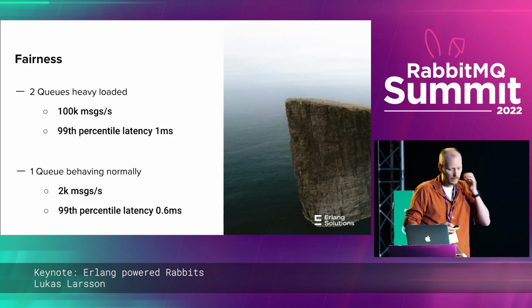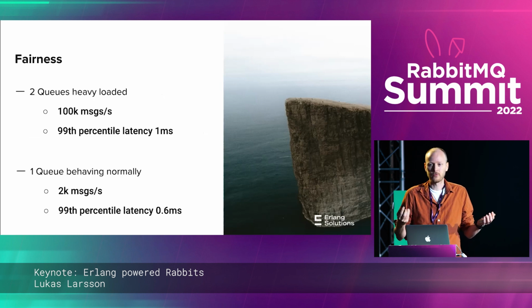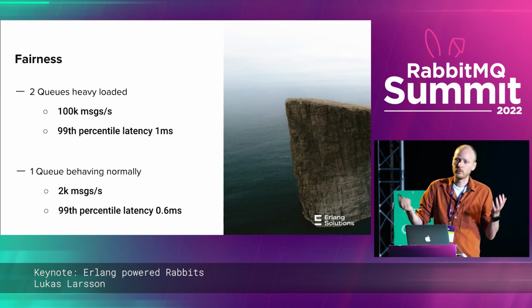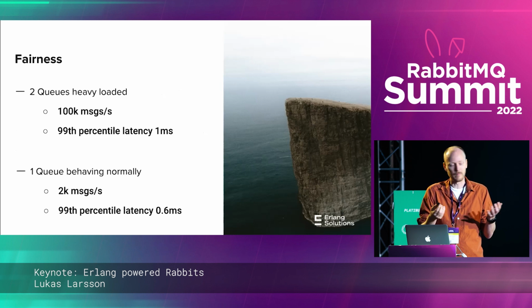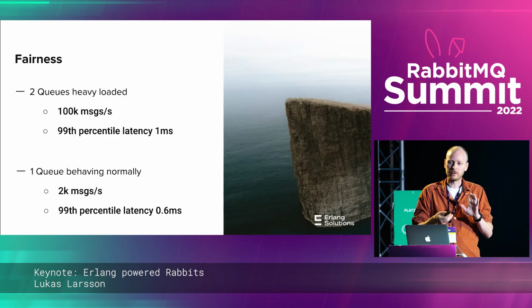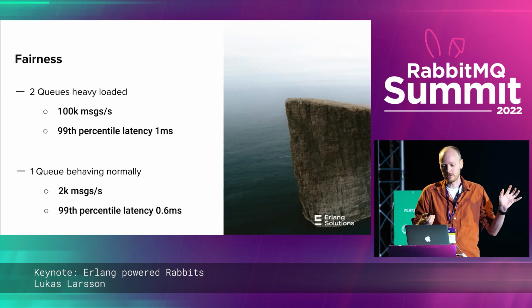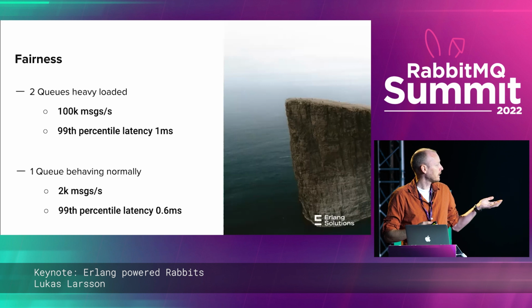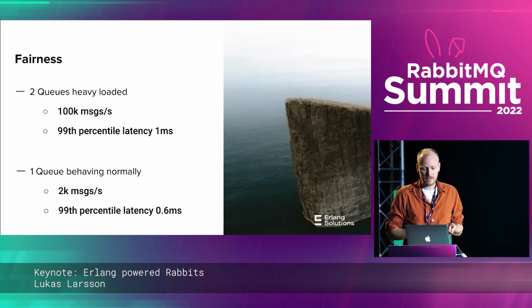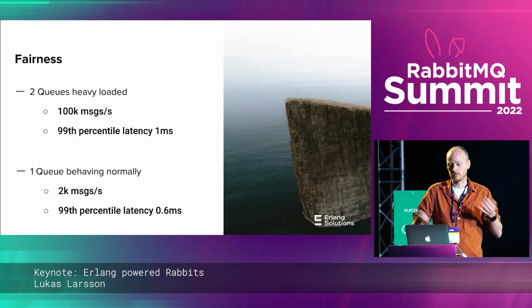And how do we measure these kinds of things? If we run a RabbitMQ system, we have something where you have 2 queues that are fairly loaded. I did some benchmarking, and in my benchmarks I got about 100K messages per second, with a 99th percentile latency of about 1 millisecond. Then I have a second queue that is behaving quite normally, at 2K messages per second, with a 0.6 millisecond latency. So it's serving things quite nicely.